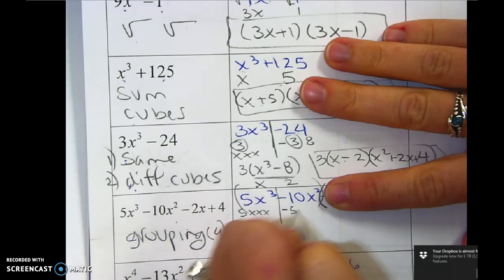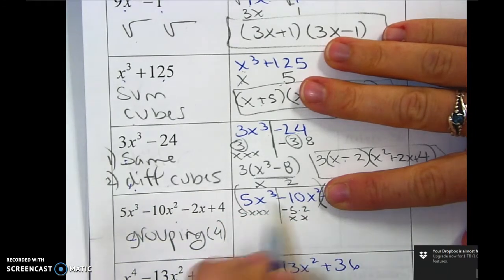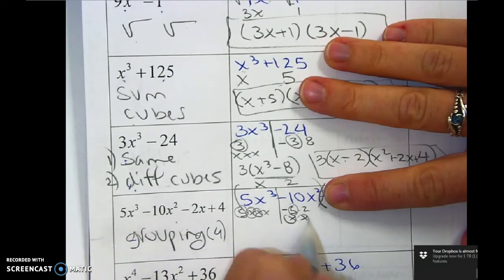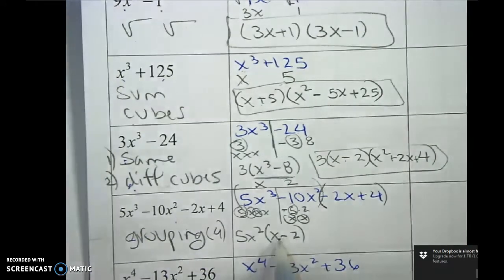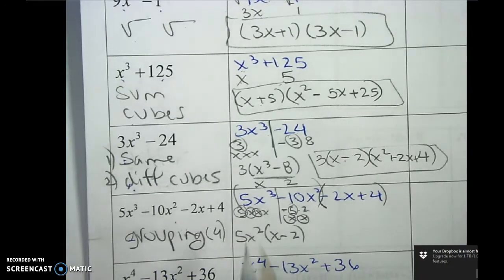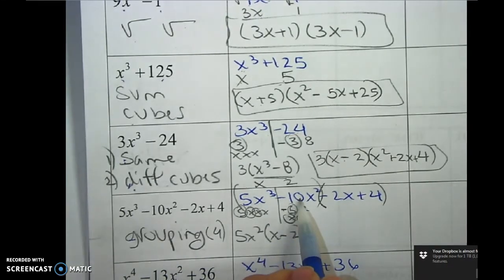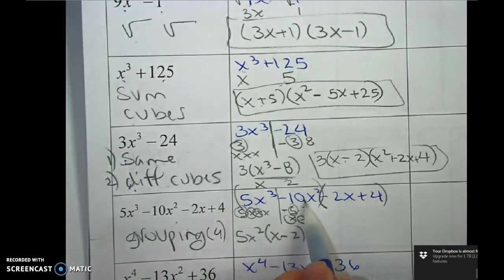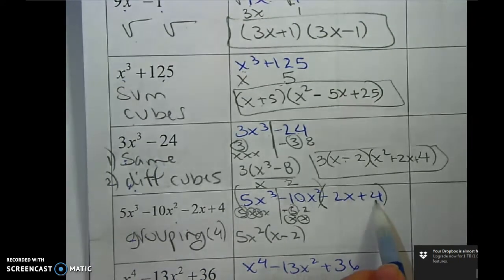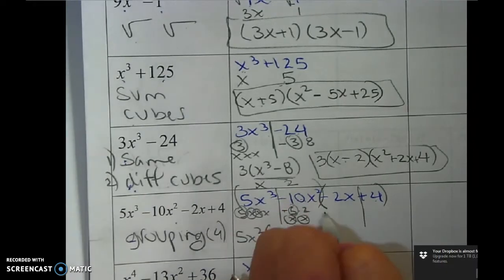5x times x, negative 5, 2x times x. I see the 5 groups, and then 2 of the x's group. So I'm left with 5x squared, parentheses, x minus 2. Now remember, factor by grouping means I need to find a match. So if this is plus minus, and this is minus plus, I need to be aware that since this is plus minus, that needs to be plus minus. The only way for that to happen is I need to take out the negative.